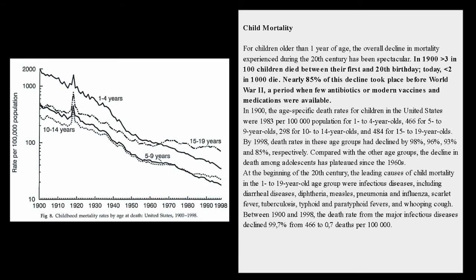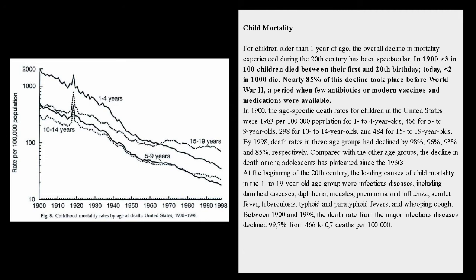Child mortality. For children older than 1 year of age, the overall decline in mortality experienced during the 20th century has been spectacular. In 1900, more than 3 in 100 children died between their 1st and 20th birthday. Today, less than 2 in 1,000 die. Nearly 85% of this decline took place before World War II, a period when few antibiotics or modern vaccines and medications were available.